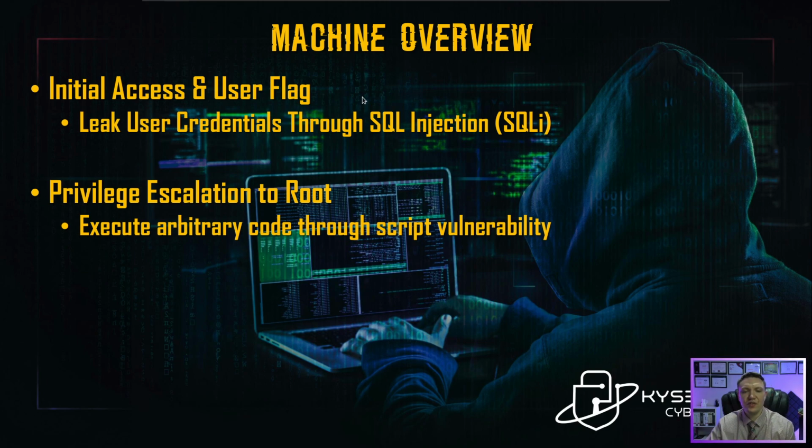So for the machine overview, this is a sequence of events at a high level on what we're going to be doing to pwn this machine. We're going to get initial access and get the user flag by leaking user credentials through a SQL injection via a WebSocket. And once we're on the machine and we have the user flag, we're going to escalate our privileges to root through executing arbitrary code through a script vulnerability.